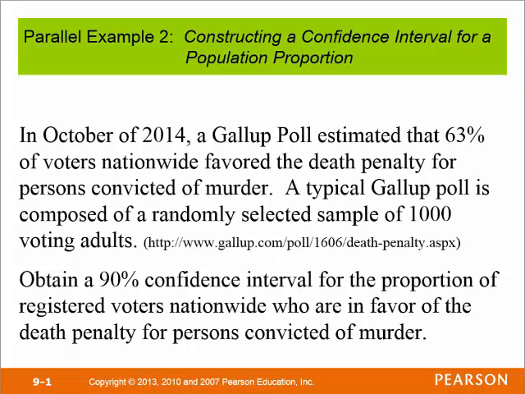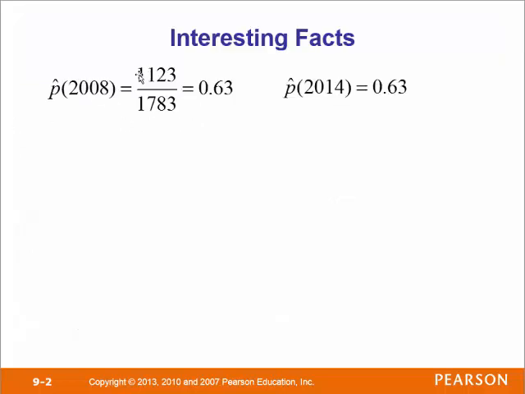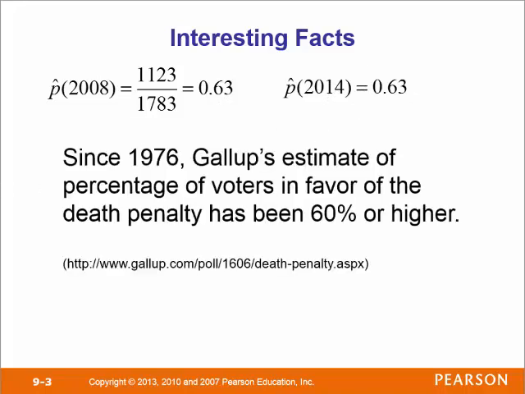Interestingly enough, if you watch that video, the 2008 data actually showed a sample proportion of 0.63, same as our 2014 data. In fact, all the way back to 1976, the Gallup poll's estimate of the percentage of voters in favor of the death penalty has been 60% or higher. It was 1972, I think, was the last data value that was lower than 60%. Just some interesting information for you. I've included the link to that particular data if you'd like to check it out.